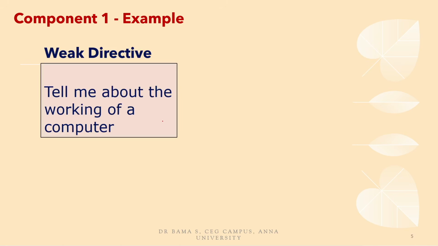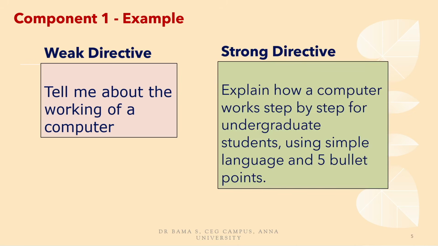Say a few examples for component 1. This is a weak directive: tell me about the working of a computer. This is very weak. Instead, a strong one would be: explain how a computer works step by step for undergraduate students using simple language and 5 bullet points. This is a strong directive, whereas tell me about the working of a computer is a weak directive. And if you give both of these into an LLM that you are working with, you can see the difference in how it responds.